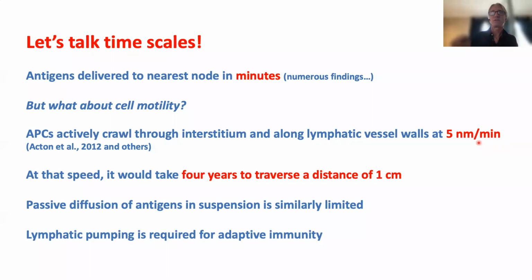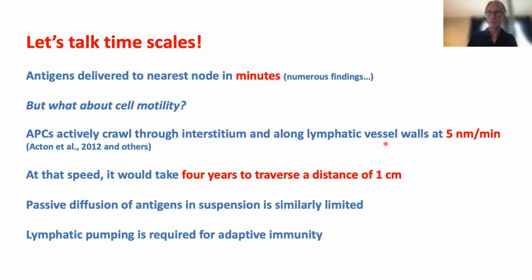And remember, I just told you that when an immune cell is moving through a lymphatic vessel, it travels at 1 centimeter per second. So this is going 1 centimeter in 4 years. So cell crawling is not a very good way to get information into a lymph node from the injection site, but that's still unfortunately what a lot of biologists believe.